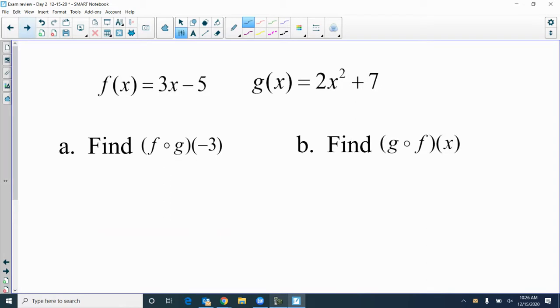All right, some composition of functions. So get your 2 base functions down. Think about what would be f of g of -3, and then we'll take a look at g of f of x, just in general. Okay, f of g of -3, and then g of f of x.